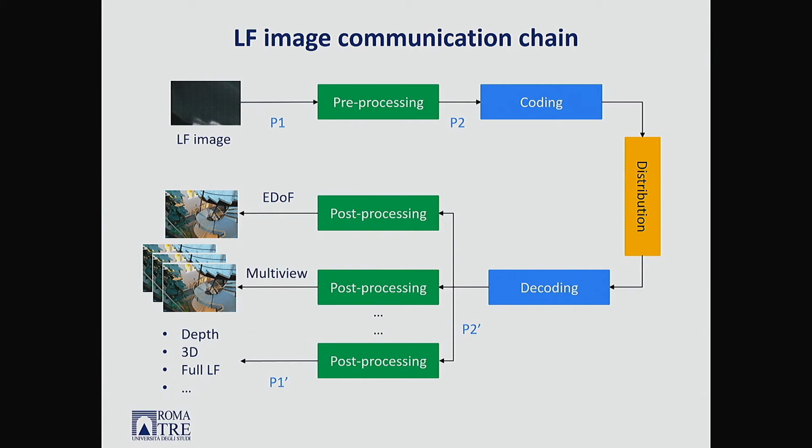What is new here in the light field image communication chain with respect to traditional ones is the last block. So we have always our image, preprocessing, coding, distribution, decoding, and then we are here. We have these post-processing steps that depend basically on the way the content is displayed.